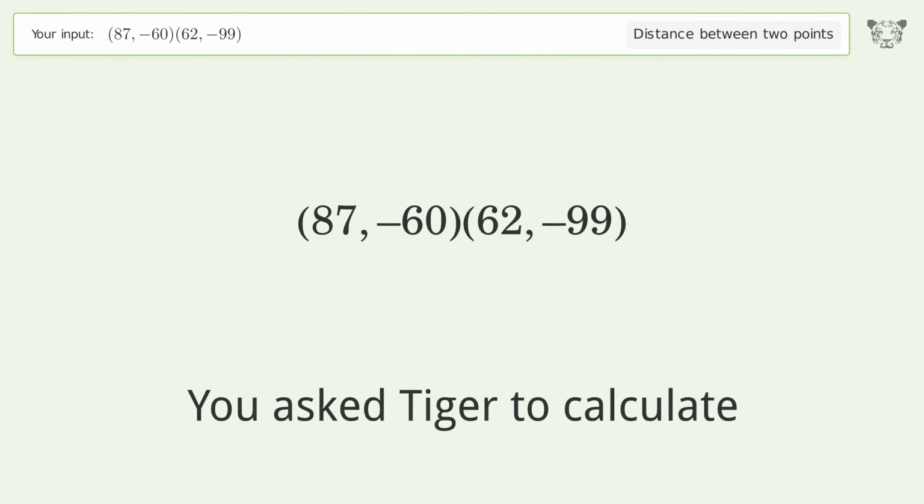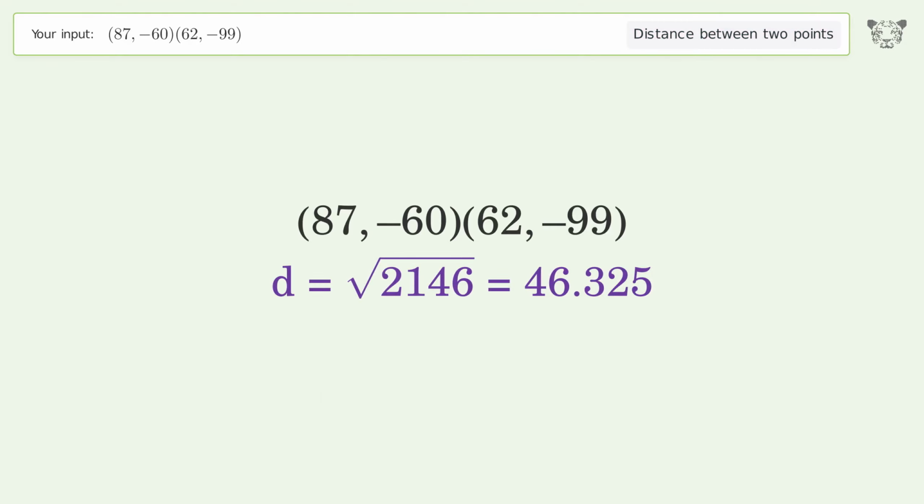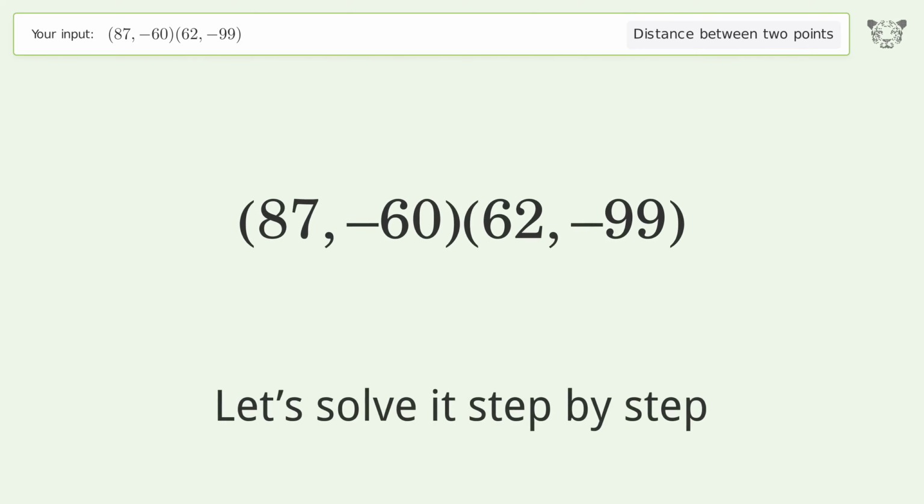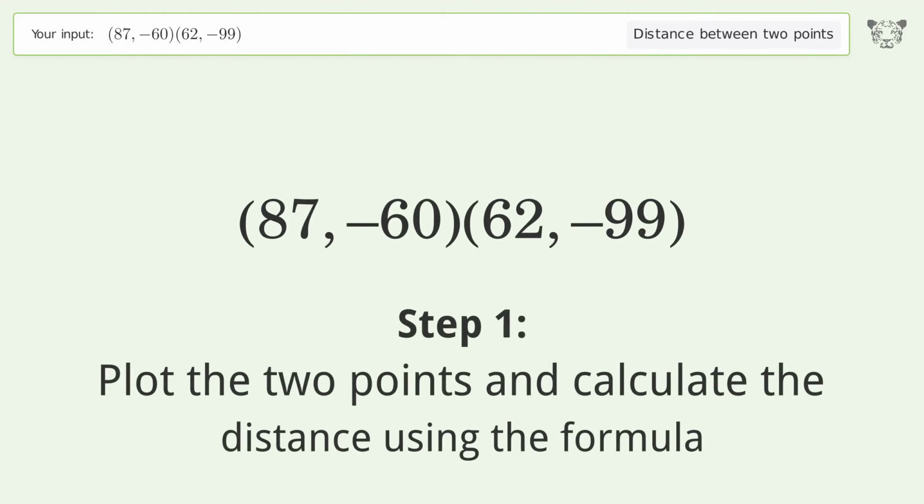You ask Tiger to calculate. This deals with the distance between 2 points. The distance between the 2 points is the square root of 2146, or 46.325. Let's solve it step by step. Plot the 2 points and calculate the distance using the formula.